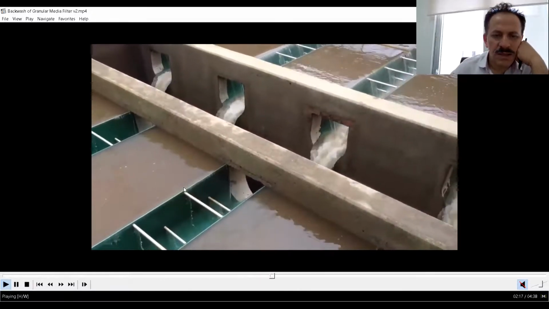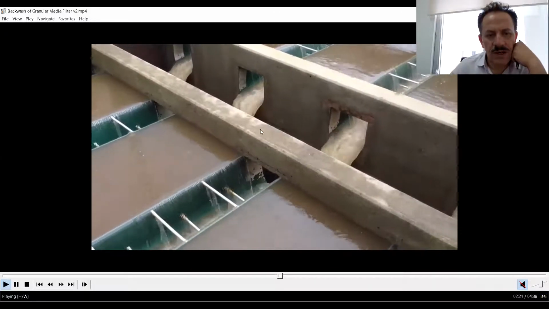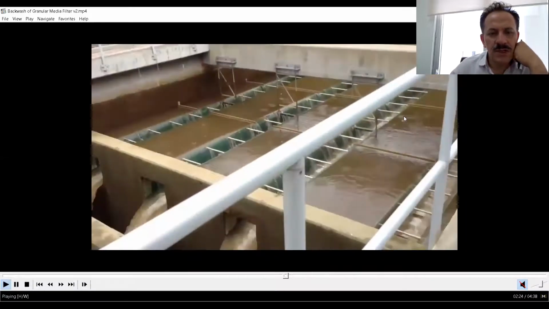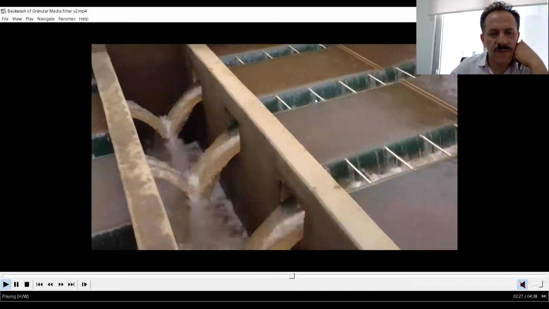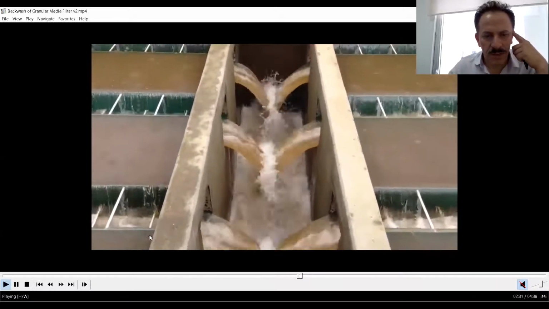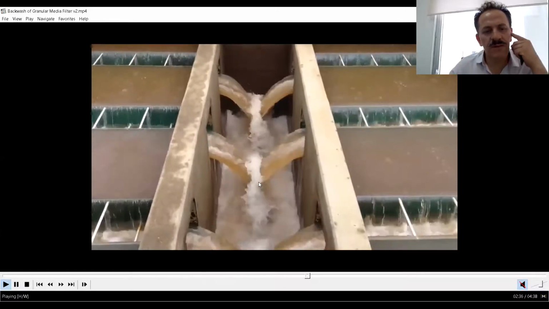Now look, this is all during backwashing. It's called backwashing. How much water is needed for this backwashing depends on the Q that we have. This process should be done once every 48 hours. You have to wash your filter every 48 hours.